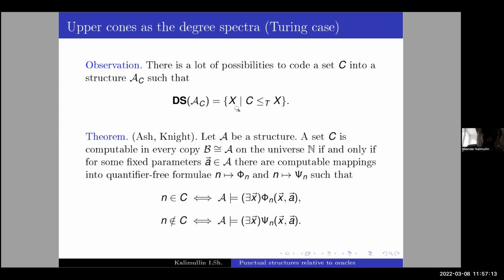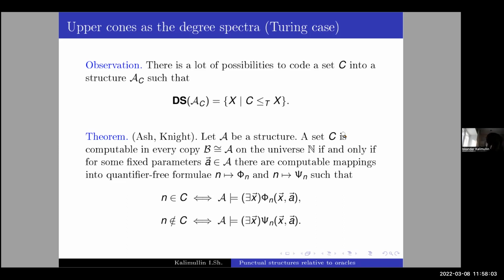But it is interesting here that you can even find a model theoretic, computable model theoretic description of all the structures which code a fixed information, just some real C. A set C is computable in every copy. So it's exactly the case when we have the degree spectrum like that, because in every copy of the structure A, if and only if this set is coded into the existential theory of that structure.